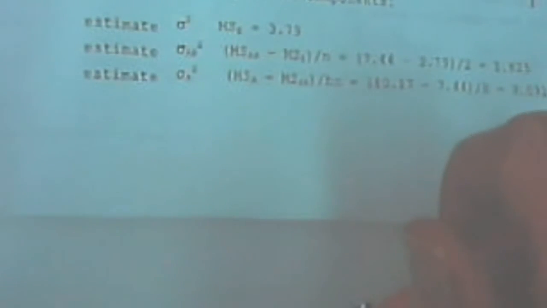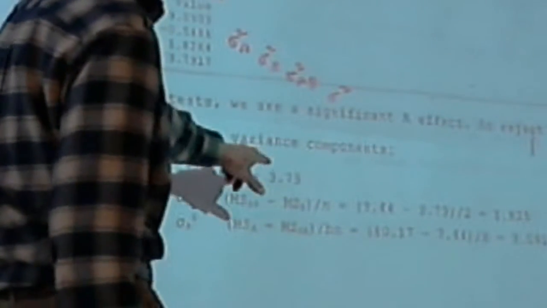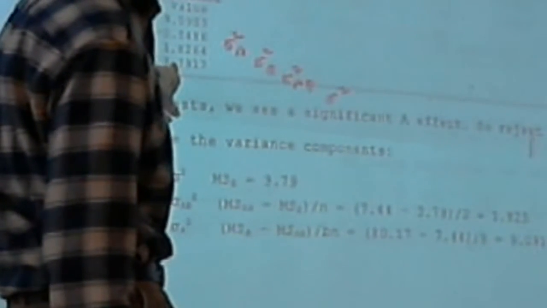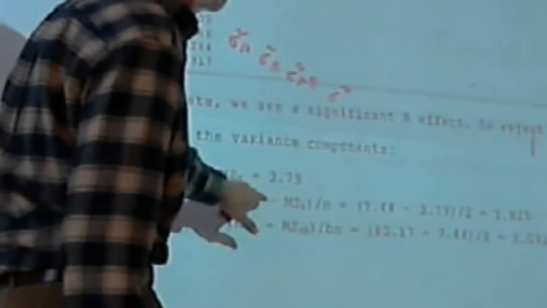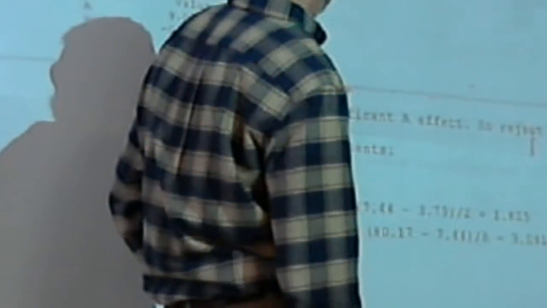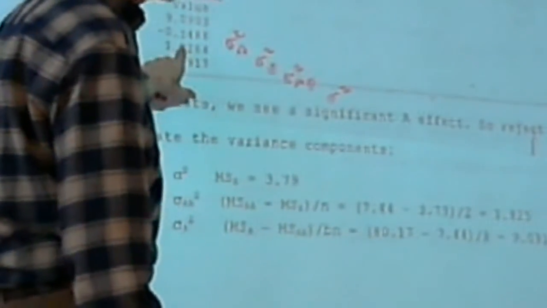Now, starting at the very bottom of the page, let's go back to our formulas. If we want to estimate sigma squared, we should use mean square error. So look at the table, 5.2.75. So there it is. And that's also right up here in this layout as well, right? If we want to estimate sigma squared AB, we should use this difference divided by n. So there's the two mean squares from the table, divided by n, which is 2, and we get an answer of 1.825. And there it is right there.